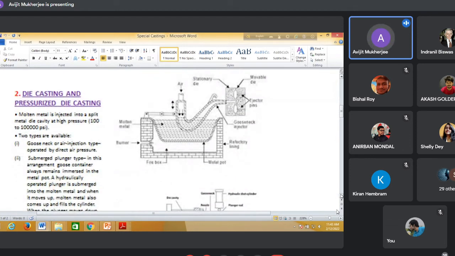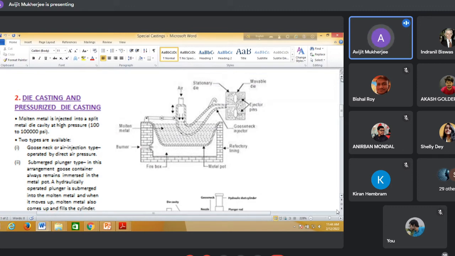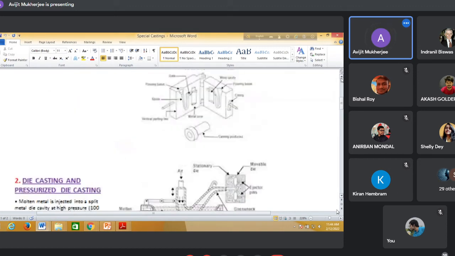Similarly, another mass production technique, die casting and pressurized die casting. This is known as gravity die casting.